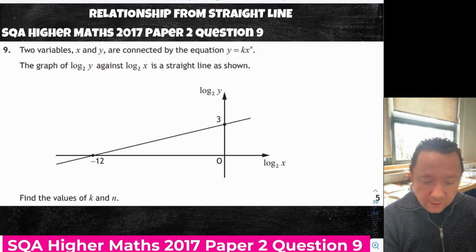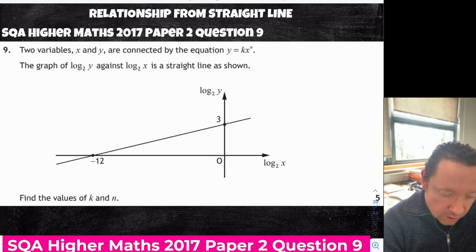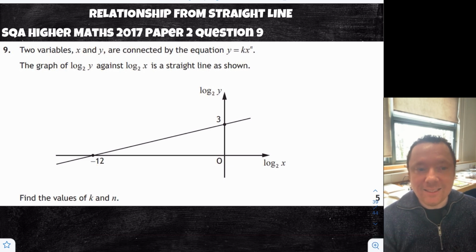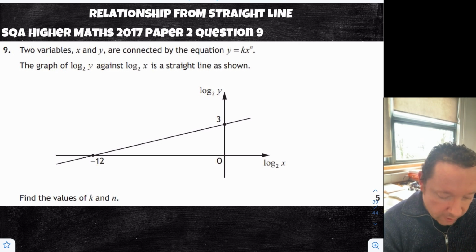Logs. Finding the relationship from a straight line. So in other words, changing the axes so that one or both become logarithmic axes, and then that makes a straight line, so we can work from there. So let's have a look at this question. Two variables x and y are connected by the equation y equals k times x to the power of n. The graph of log 2y against log 2x is shown. Find the values of k and n.